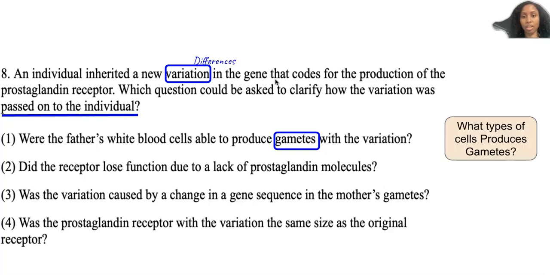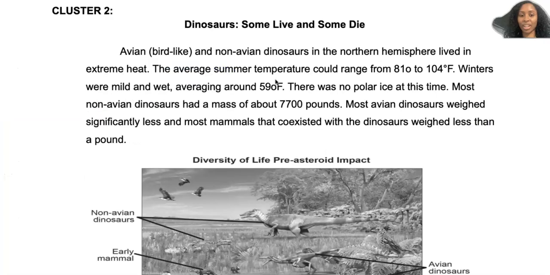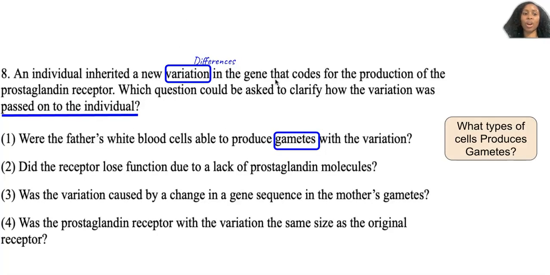Gametes, let's think about that. What types of cells produce gametes? Do white blood cells make gametes? What are gametes? Gametes are egg and sperm. Your white blood cells do not make eggs and sperm. So this is automatically incorrect. So I am trying to figure out which one of the next answers is the best for it. And we know it's definitely not 1.